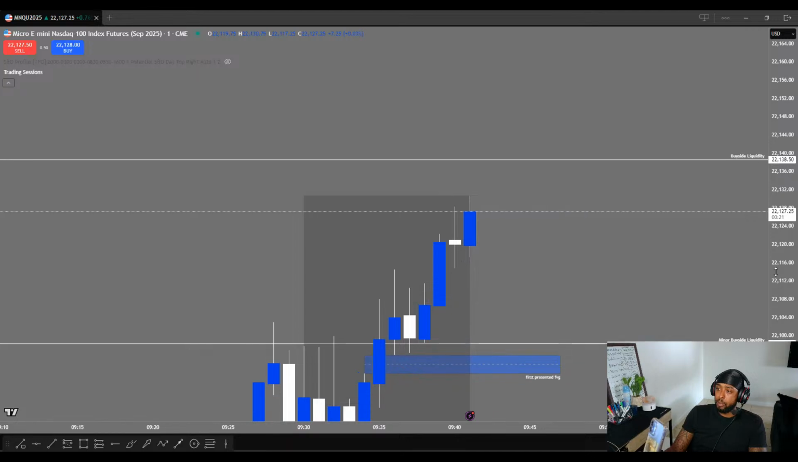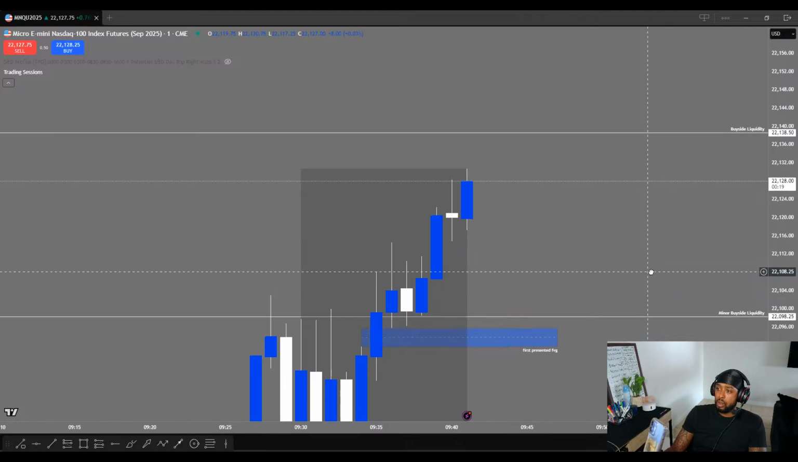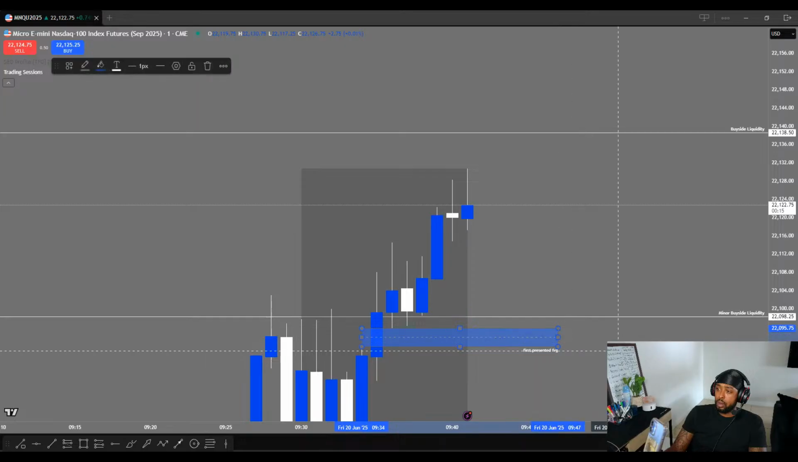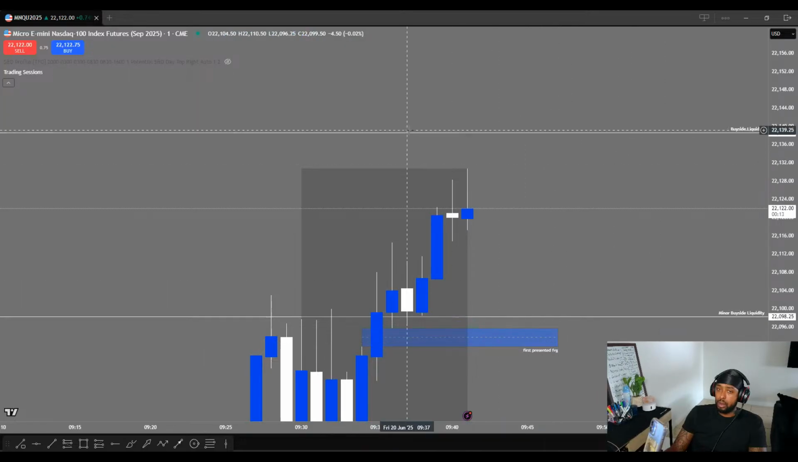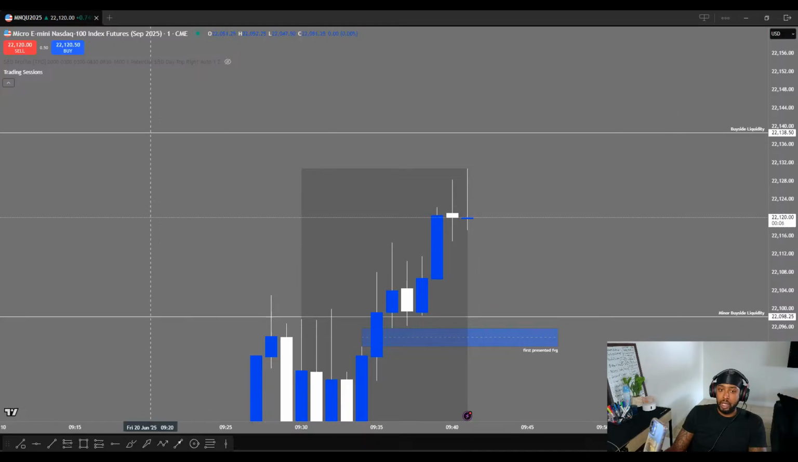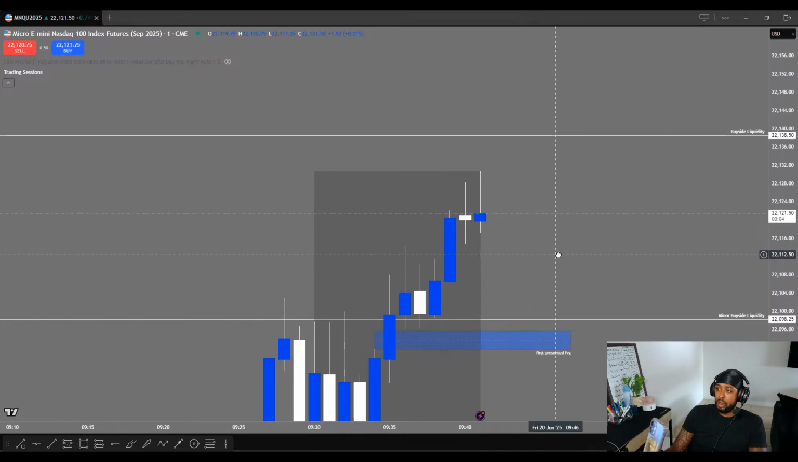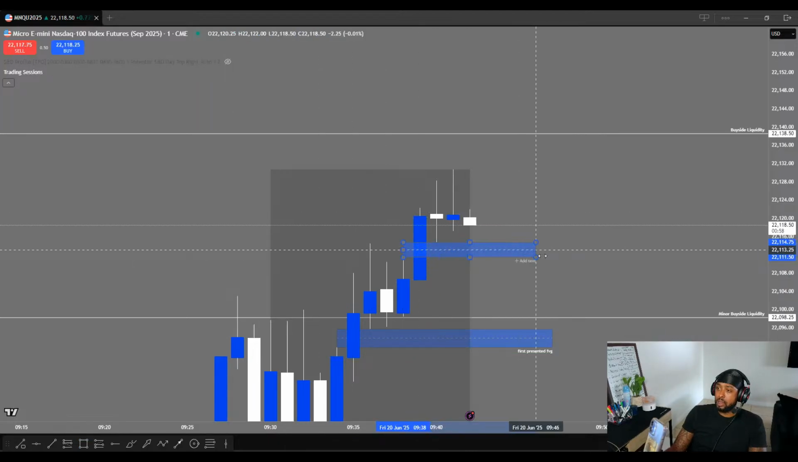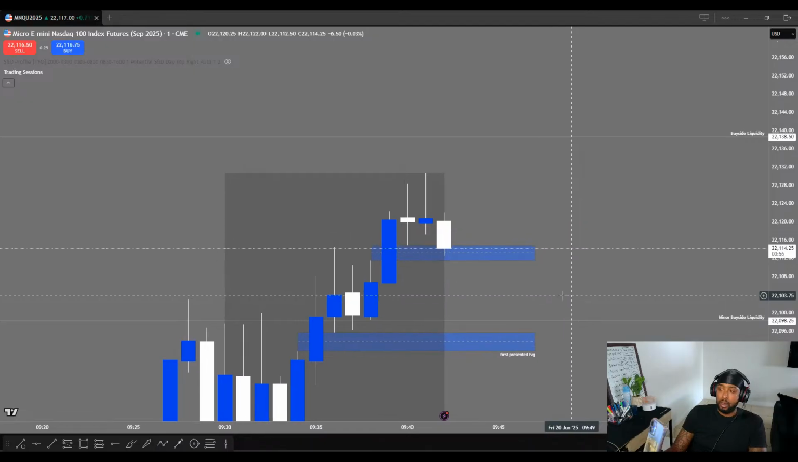This is how you actually get better with order flow. ES and NQ are aligned. So let's see if price comes down and respects this little fair value gap that it just created. Let's see.